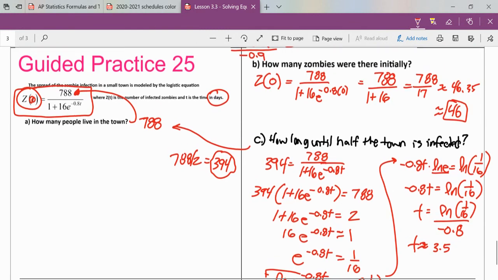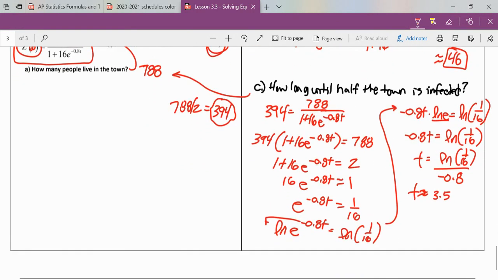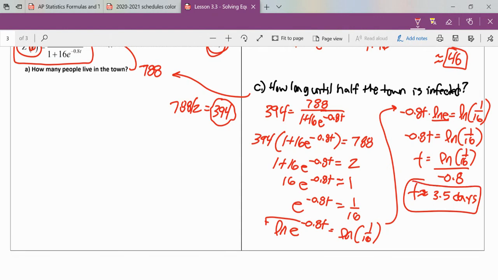So again, remember the t stood for days. So when will half the town be infected? In roughly 3.5 days. So there we go. There are examples of solving logarithmic equations, exponential equations, and logistic equations. So you got some work to do, and as always, we'll answer any questions you got in class. Thanks, everybody.